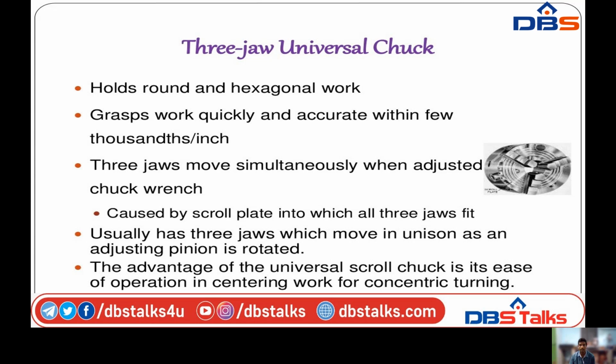Coming to the three jaw chuck, it is a dependent chuck. When we move one jaw, the remaining two jaws automatically move corresponding to the first jaw. The advantage of the universal scroll chuck is its ease of operation in centering work for concentric turning. That means the three jaw chuck is used universally because it is a dependent chuck, not an independent chuck.